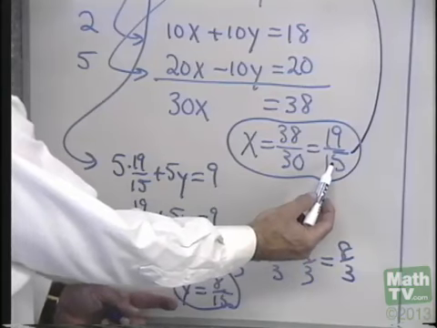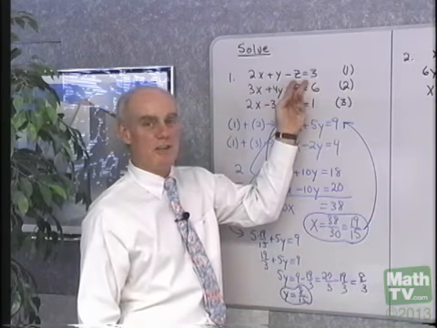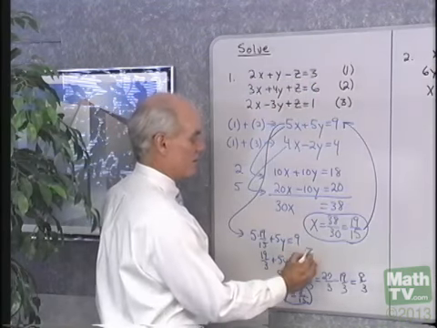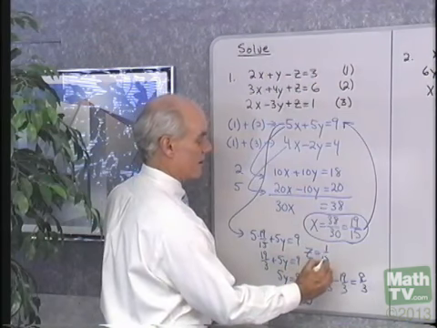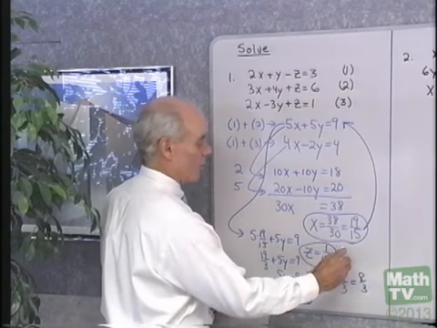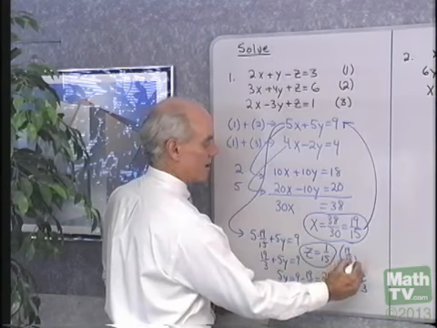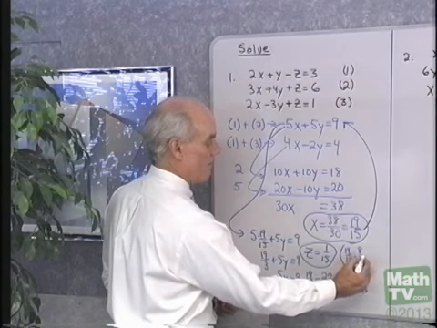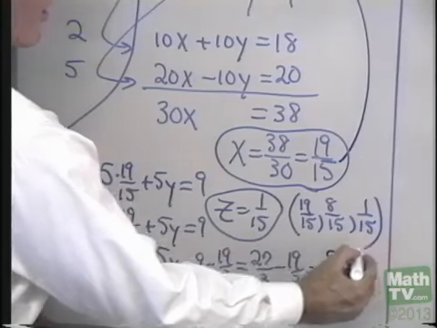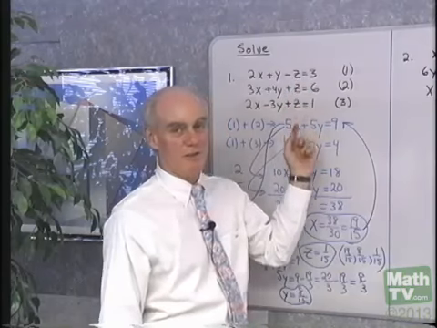Now, if I substitute 19/15 and 8/15 back into any one of these equations here, I can solve for z. Now, it turns out when I do that, and I won't show the work, z is equal to 1/15. So you'll find z equal 1/15 when you back substitute here. So I get an ordered triple for my solution to this system. 19/15 for x, 8/15 for y, and 1/15 for z. That's an ordered triple of numbers. This is the only ordered triple that satisfies all 3 of these equations.